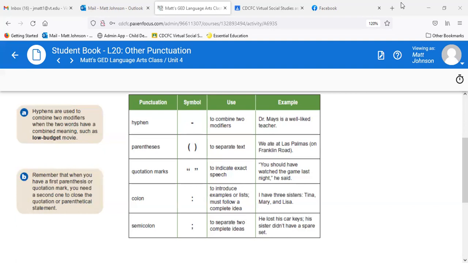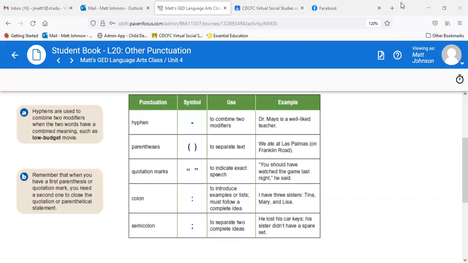That again, you want to use sparingly because all of these actually, if you use them at all, most likely it's going to be quotation marks, for like your extended response or something like that. But it's better to use these types of punctuation sparingly. You don't want to fill a paragraph with a bunch of unique punctuation marks. That says on the side here, hyphens are used to combine 2 modifiers when the 2 words have a combined meaning, such as low-budget movie, right? Well-liked teacher. It's just a little simpler way to put those 2 modifiers together.